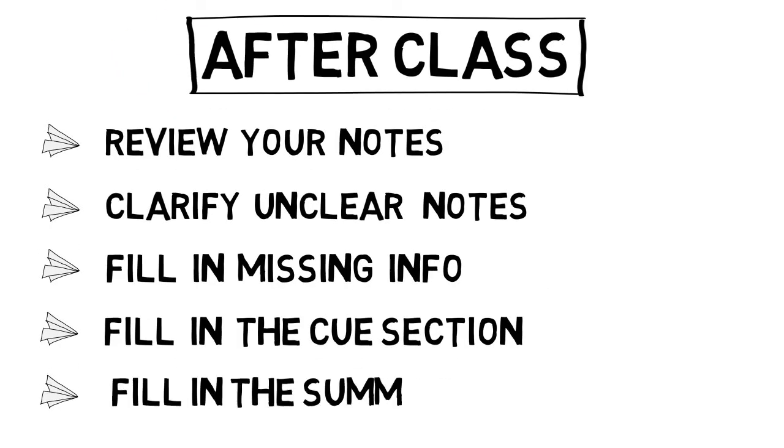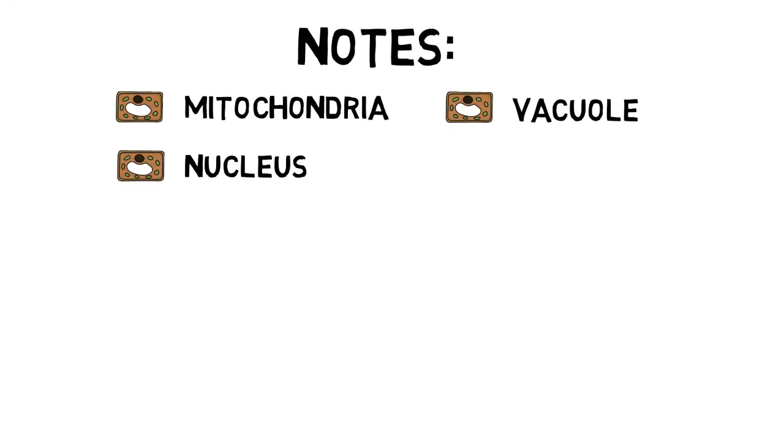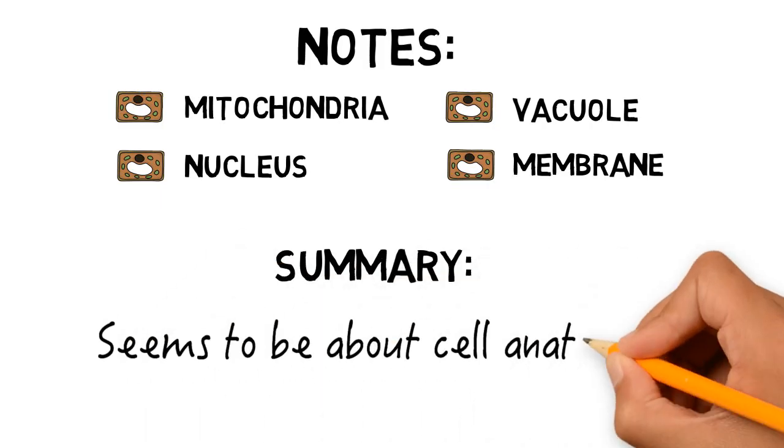Fill in the summary section as according to the Cornell Method. In the summary section, if your notes describe the anatomy of a cell, you might simply write cell anatomy.